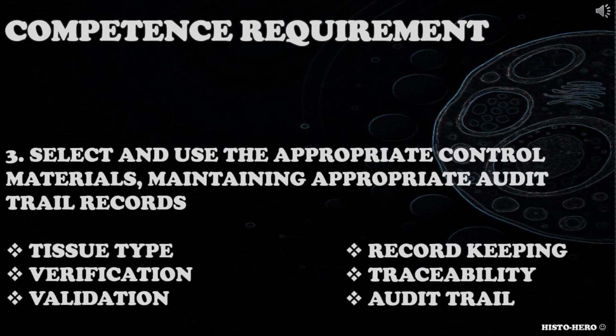The third competence requirement is for you to select and use the appropriate control materials, maintaining appropriate audit trail records. What control material do you use for each demonstration method? How do you maintain audit trail for control material used? How do you produce appropriate control material for each demonstration method? Consider tissue type and availability, verification, validation, record keeping, traceability, audit trail.